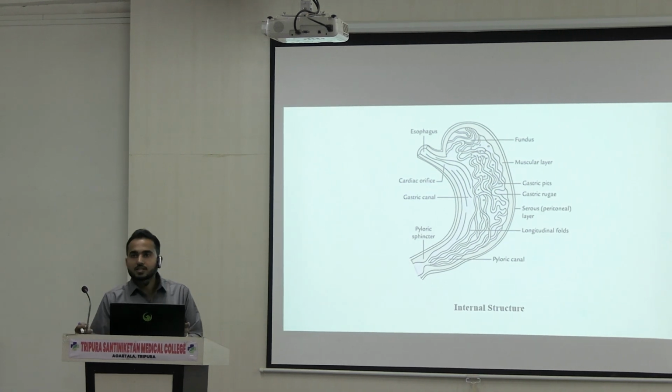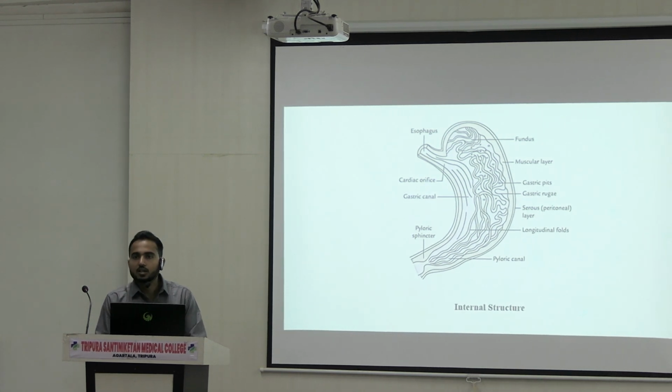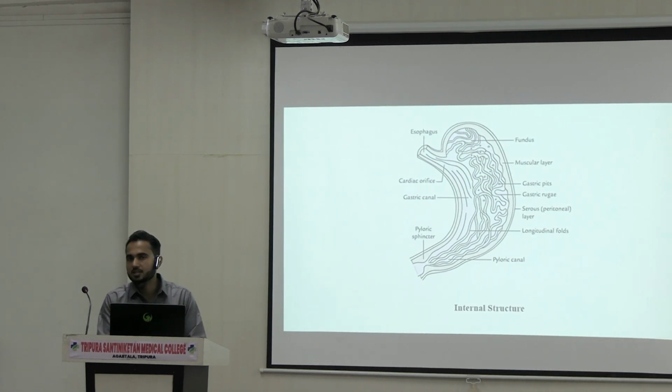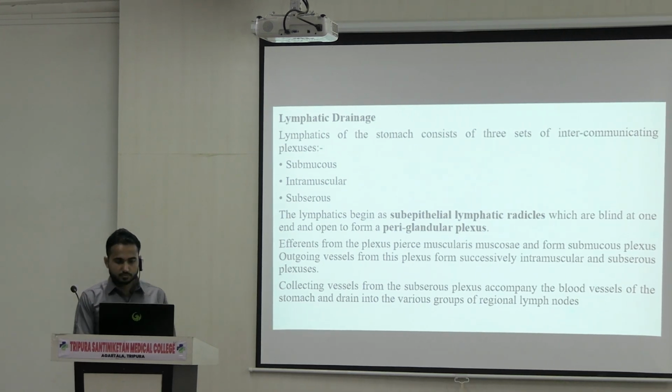Now, before going to the ulceration and the different types of ulcer, as I said, first we'll discuss the lymphatic drainage and the nerve supply of the stomach. Very important, because they have important clinical significance. So I'll start with the lymphatic drainage.